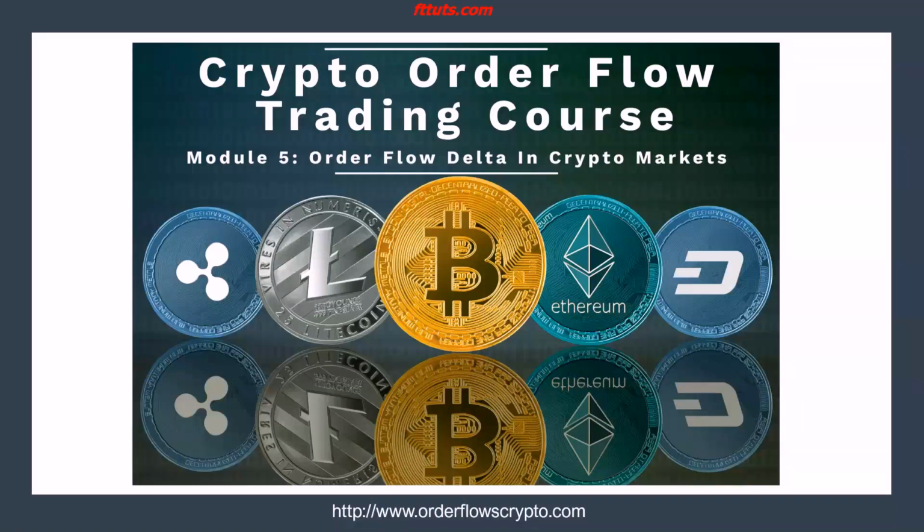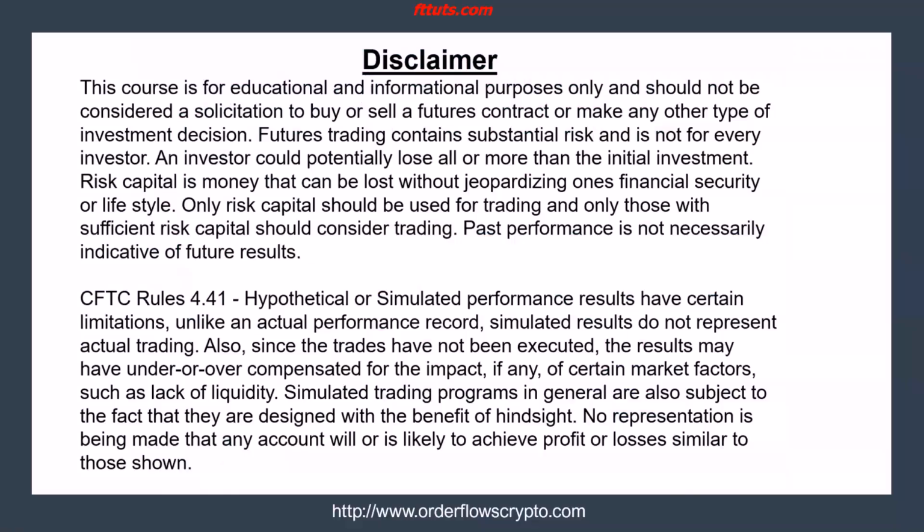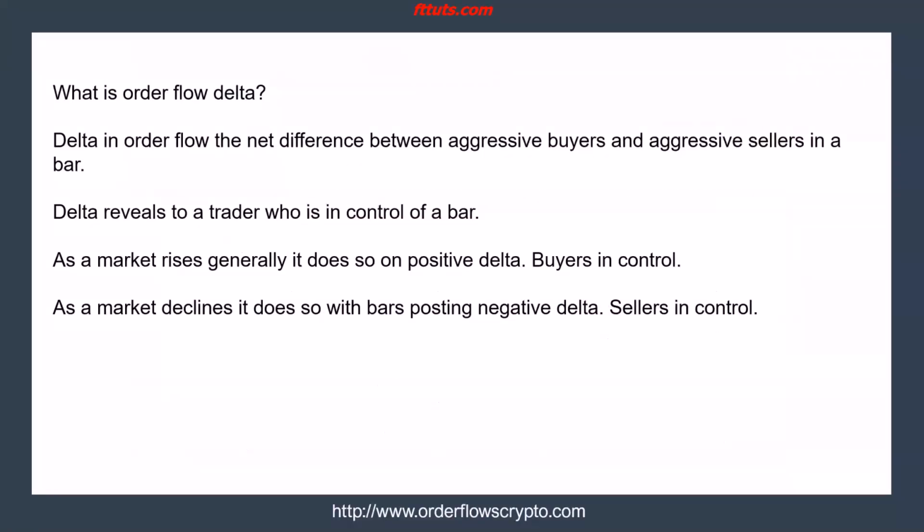This is Module 5, talking about order flow delta in the crypto markets. All right, so what is order flow delta? Delta in order flow is the net difference between aggressive buyers and aggressive sellers in a bar. Delta reveals to a trader who is in control of that bar.